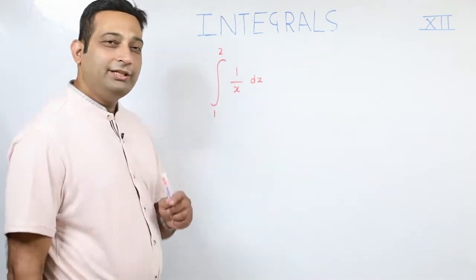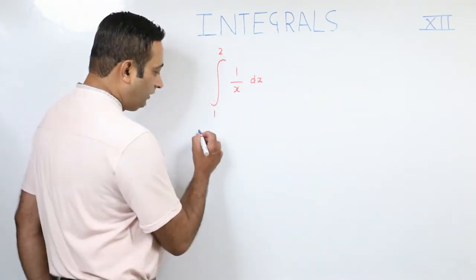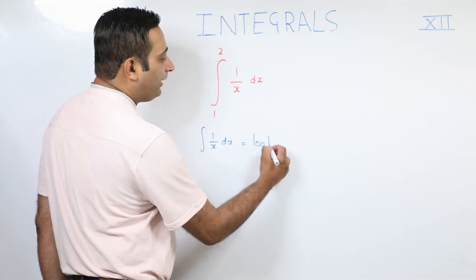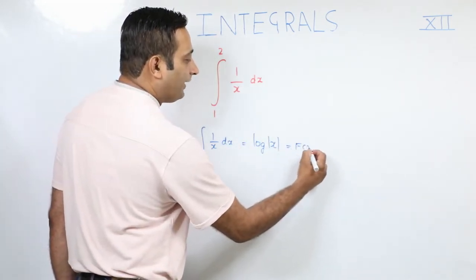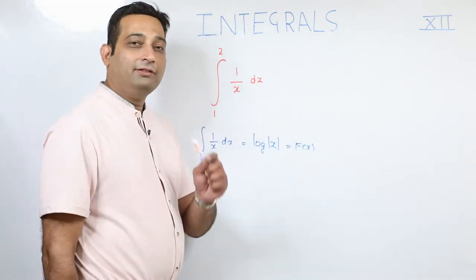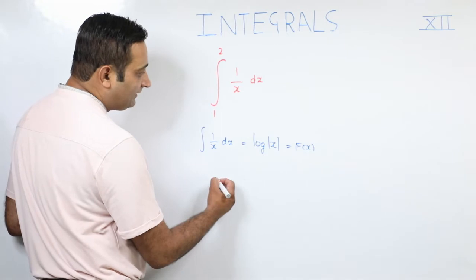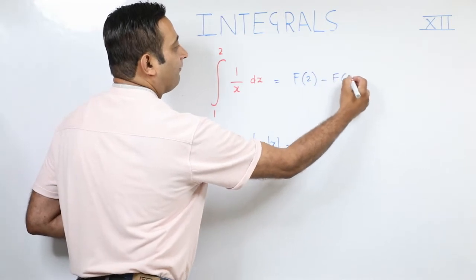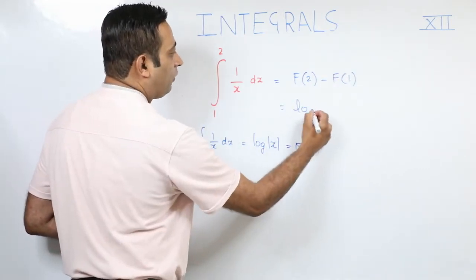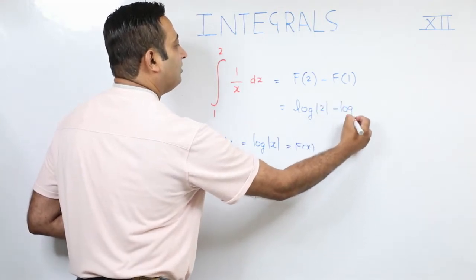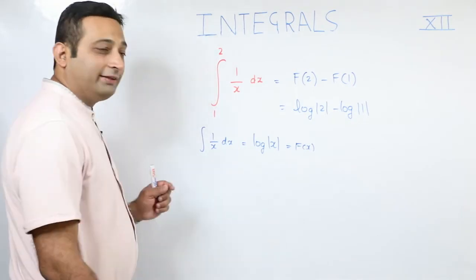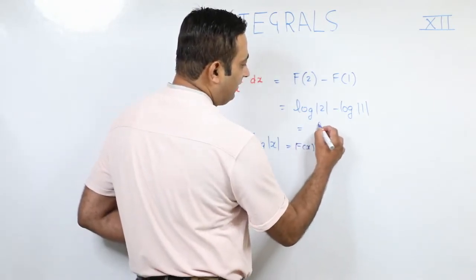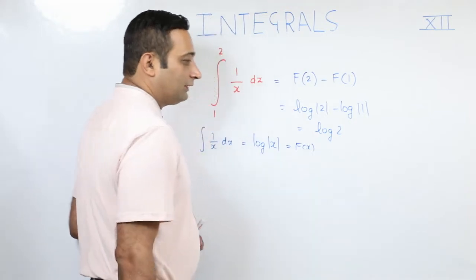In this problem, we have 1 by x dx from the limits 1 to 2. First of all, we will find the antiderivative of 1 by x, that is equal to log of mod x. Now, if this is F of x, we will apply the second fundamental theorem of definite integrals, that this will be equal to F of 2 minus F of 1. That means log of mod 2 minus log of mod 1. Now, we all know that log of 1 is 0. That means the answer will be log of 2. This is our answer.